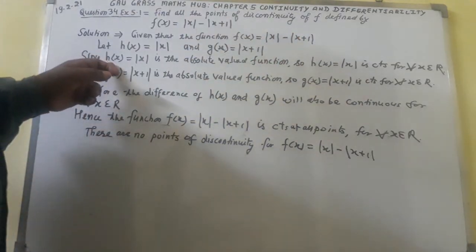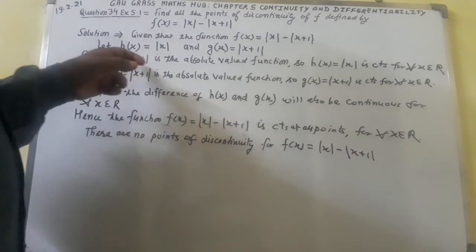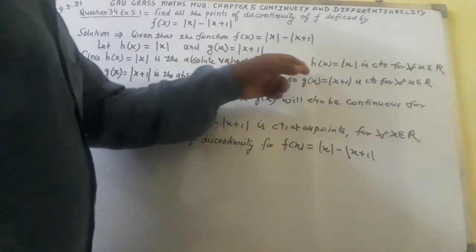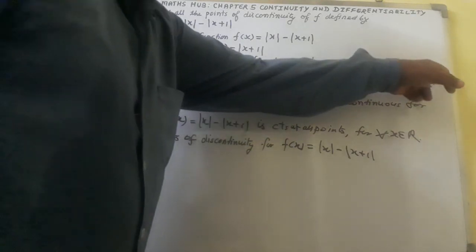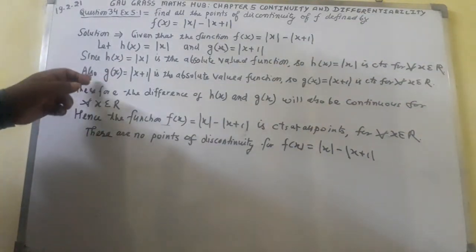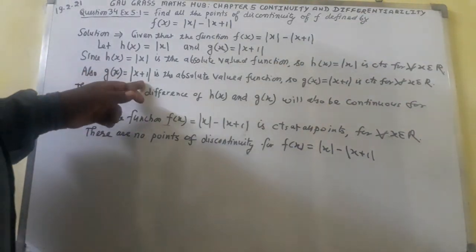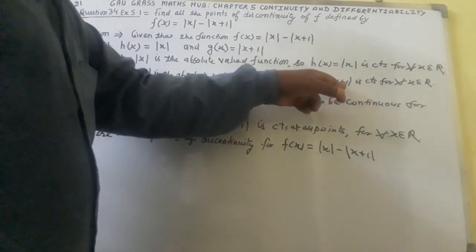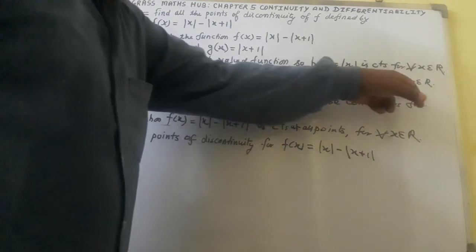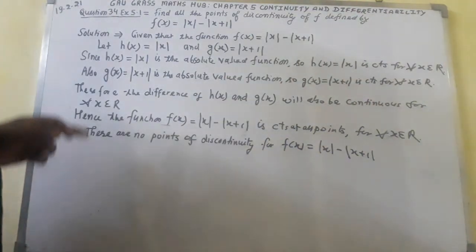Since h of x equal to mod x is absolute valued function, so h of x equal to mod x is continuous for all x belong to set of real numbers. And also g of x equal to mod x plus 1 is the absolute valued function, so g of x equal to mod x plus 1 is continuous for all x belong to set of real numbers.